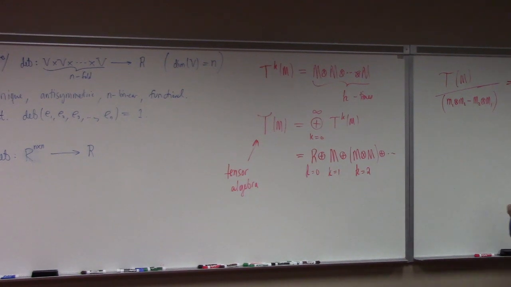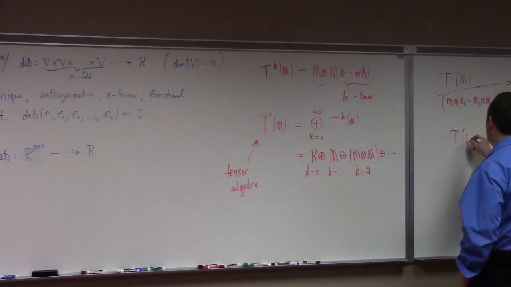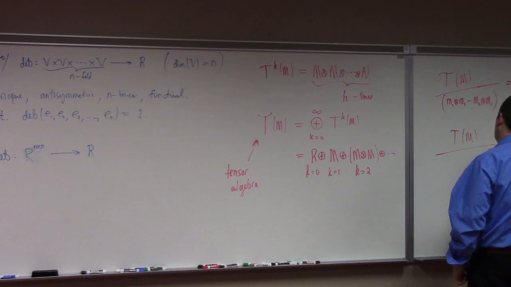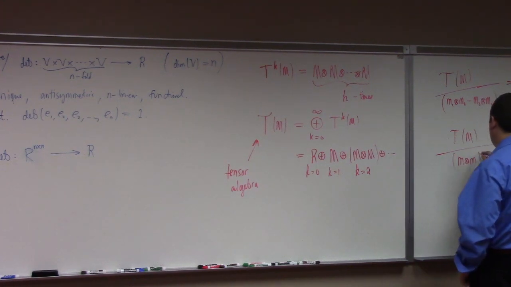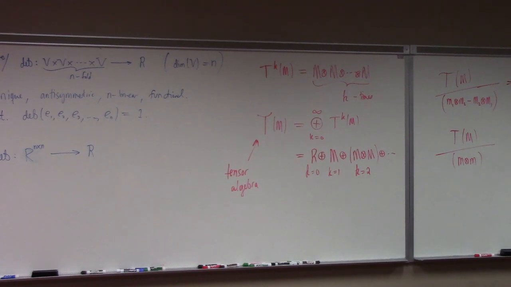But you could also take the tensor algebra and quotient by the ideal generated by just m tensor m. In other words, say that when it's repeated, that's 0.